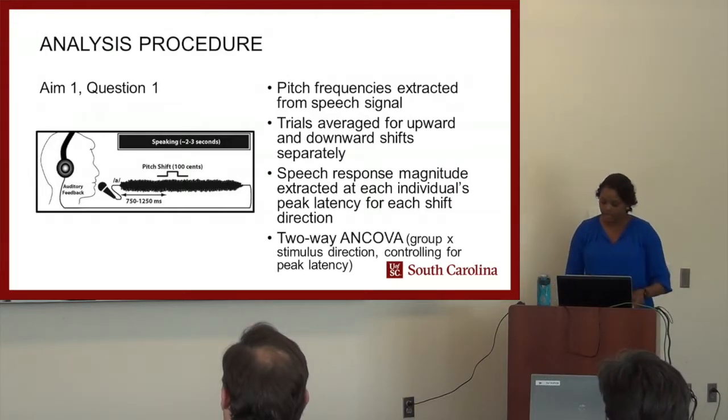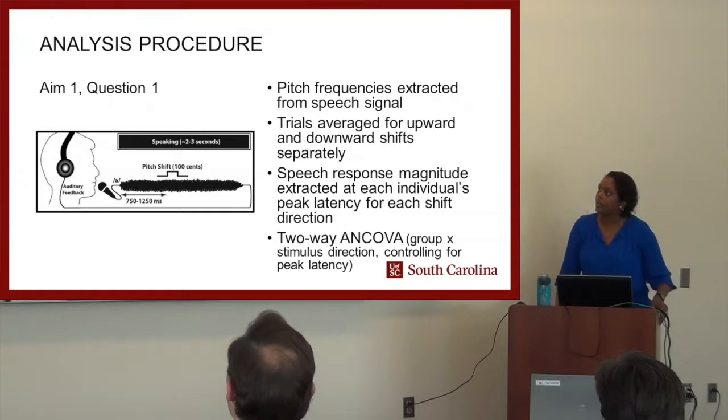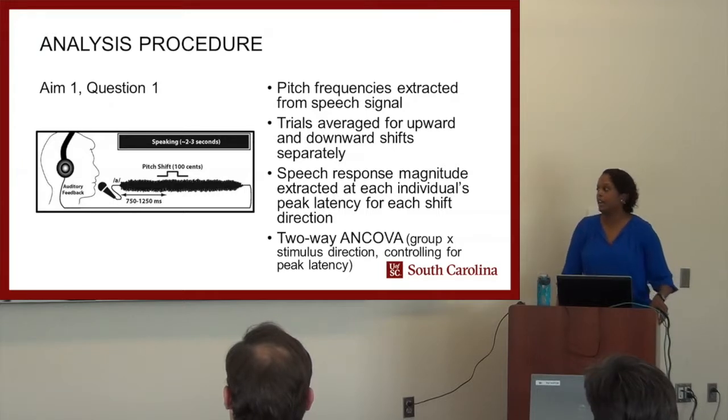So for our first question, we extracted the pitch frequencies from the speech signal and then averaged each individual's trials for upward and downward shifts separately. And the speech response magnitude was extracted at each individual's peak latency. So when we averaged these trials, we saw curves like you saw in that figure a little earlier. And so for each individual's peak, we measured the magnitude of that peak. We then conducted a 2-way ANCOVA, looking at group and stimulus direction as main factors and controlling for latency of the speech response.